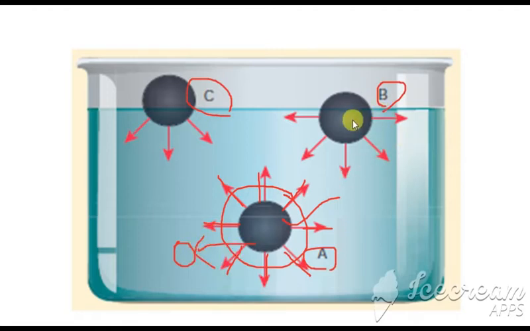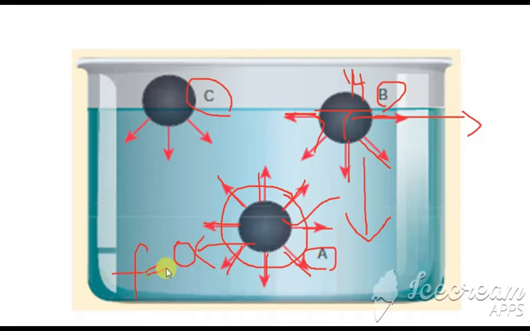But next, when you consider the particle B, it is three-fourths inside the water and one-fourth above the water. Here it experiences a force in the downward direction. Why is it experiencing a force in the downward direction? Because the maximum part is in the downward direction. Here the force is equal to what? Force is equal to 0.